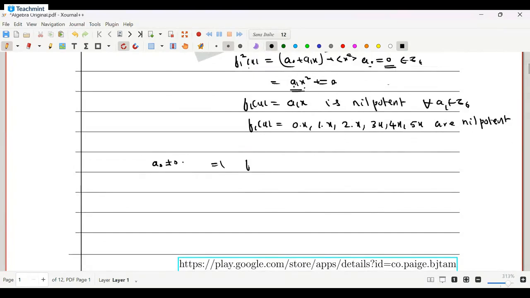which implies f1 of x whole square, what does it become, sir? a naught plus a1 of x whole square. So a naught square, a naught into a1, 2 into a naught a1x plus a1 square into x square. So this one is a 0 element, so remove it. So a naught square plus 2 a naught a1 into x.